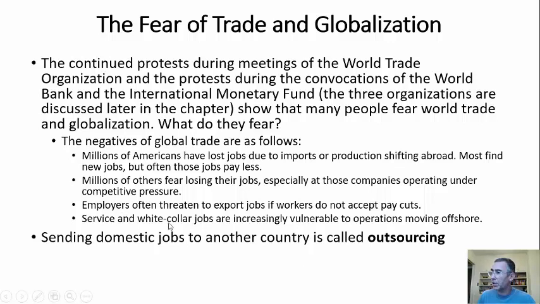So service and white collar jobs are increasingly vulnerable to operations moving offshore. Again, we talked about that. When you send something offshore to another country, it's called outsourcing. Please, if I'm going too fast, hit pause, take some notes.